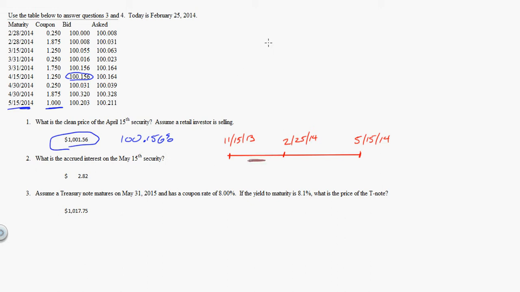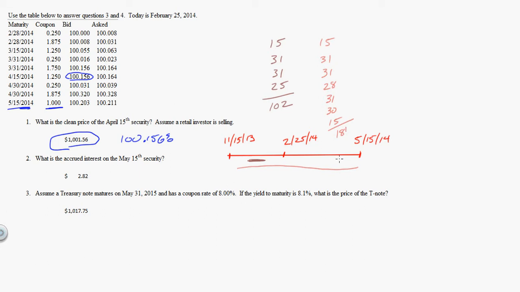So I'll do it in this color. We have 15 days left in November, 31 days in December, 31 days in January, 25 days in February. Add all that up, that's going to add up to 102. And then if I'm looking at the entire period through here, I have 15 days in November, December, January, February, March, April, May. So I add that up.